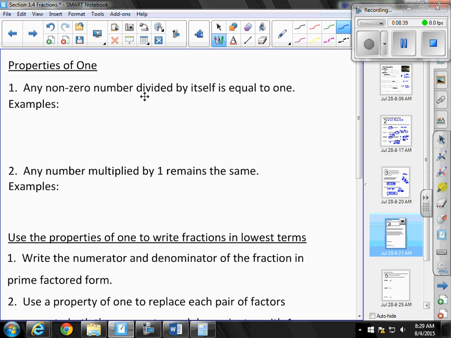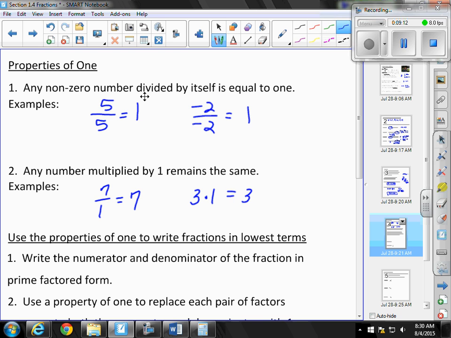Properties of 1. Any non-zero number divided by itself is equal to 1. For example, 5 divided by 5 is 1. Negative 2 divided by negative 2 is also equal to 1. Any number multiplied, and this works with division as well, multiplied or divided by 1 remains the same. 7 divided by 1 is still 7. 3 times 1 is still 3. Negative 1/2 times 1 is still negative 1/2.